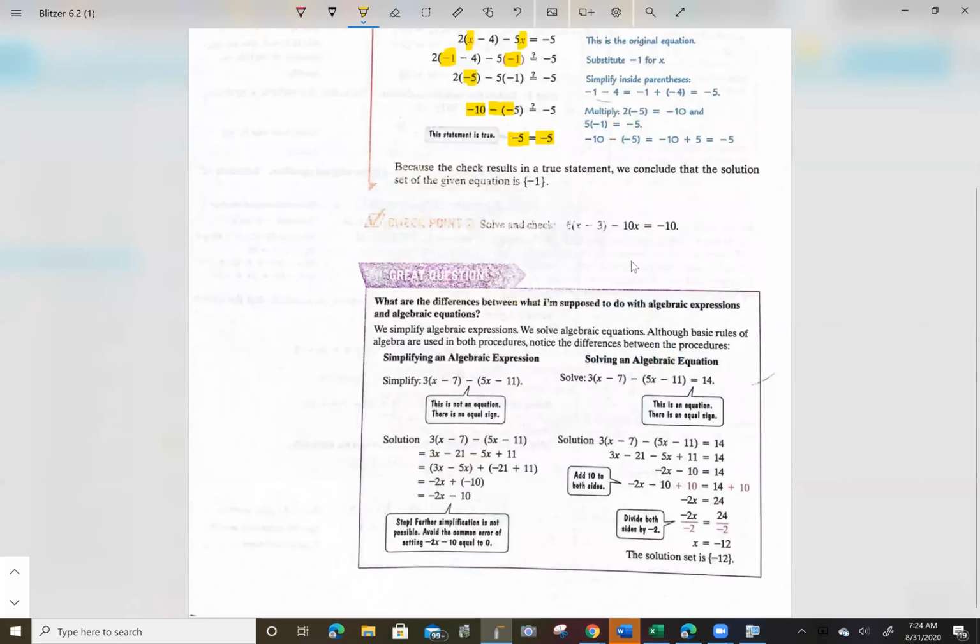All right, please try this checkpoint. I believe this is 6 times x minus 3 minus 10x equals negative 10. So it's the same steps. I would do distributive property first, then combine your variables, then solve just like the first time. All right. While you are trying that, since I don't know how to pause this, I'm going to be quiet for just a moment because somebody's asking me a question.